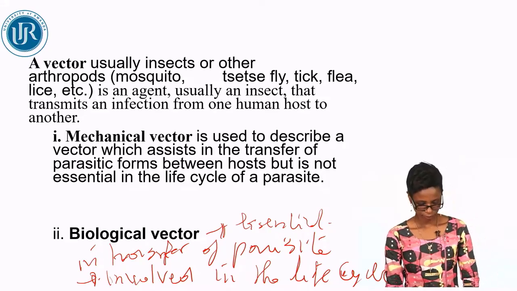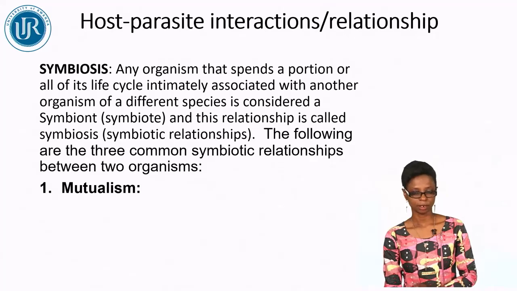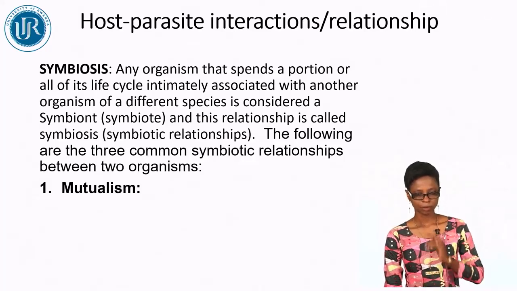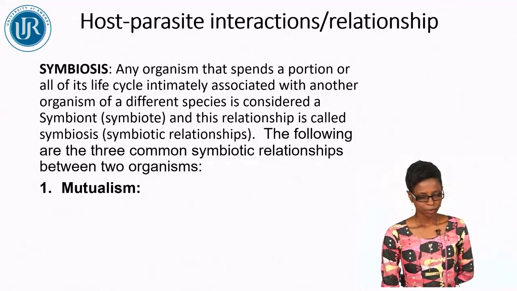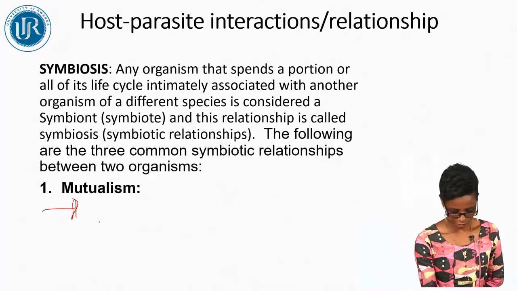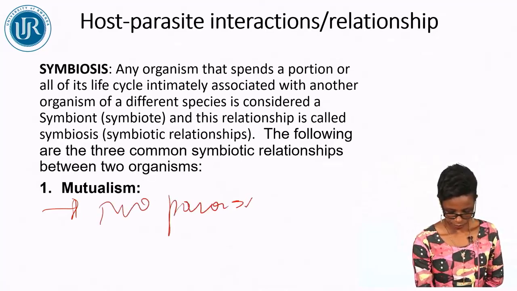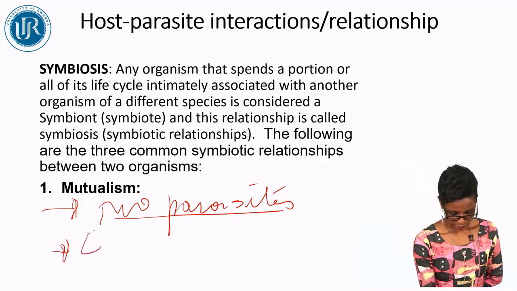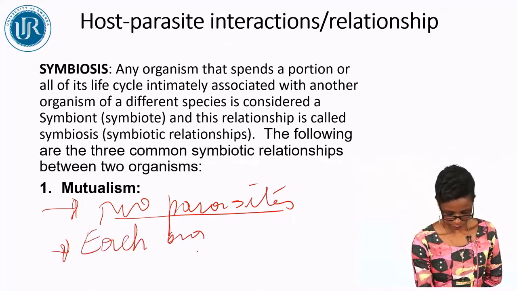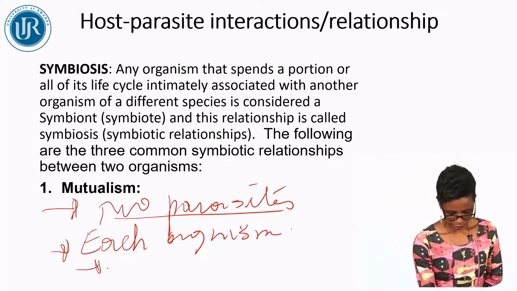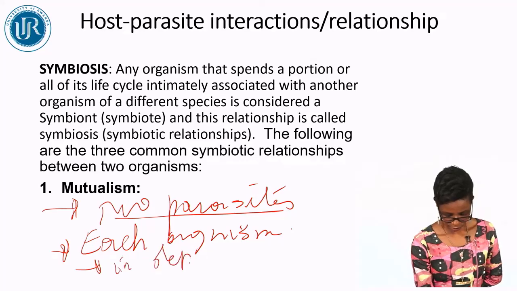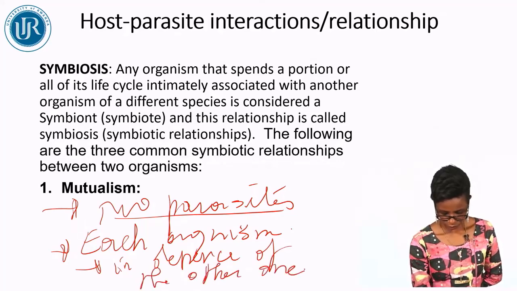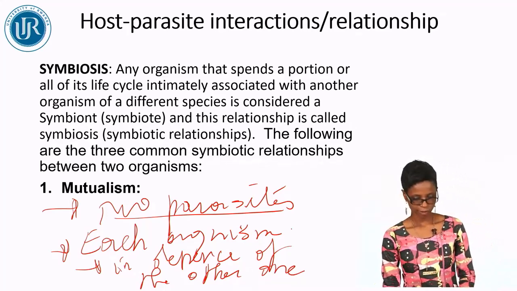You have also a relationship between the parasite and the host, which is called symbiosis. Symbiosis is the association between two organisms, and it is divided into three types, where you have mutualism. When you talk about mutualism, it means there are two organisms which live together, but in this association each organism must live in dependence on the other one, which means neither can live without the presence of the second one.